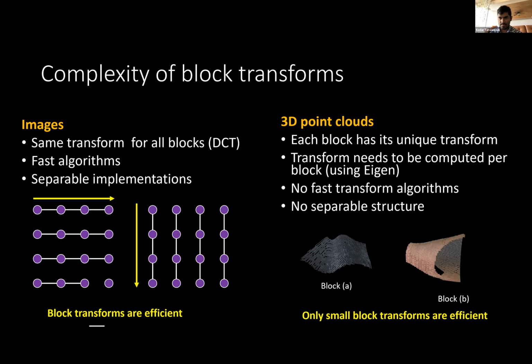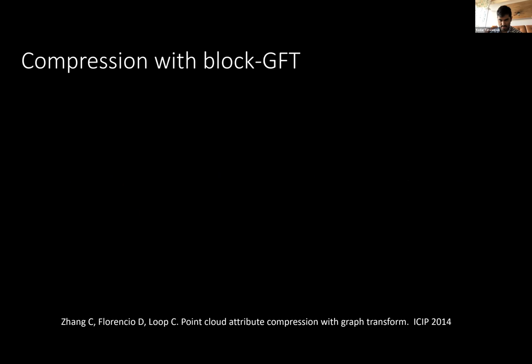Okay, so let me go back. Let me just talk a little bit about this other approach called the region adaptive Haar transform. It's part of the MPEG codec, and it's like the complete opposite of the GFT. It has very low complexity. The performance is not as good, but the complexity is so good that it's very, very popular.